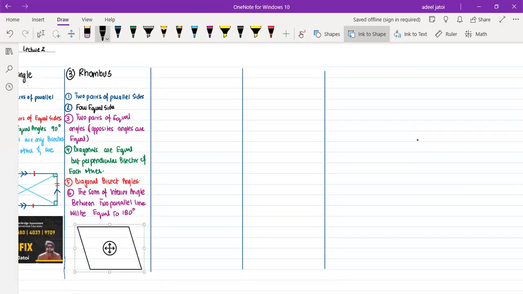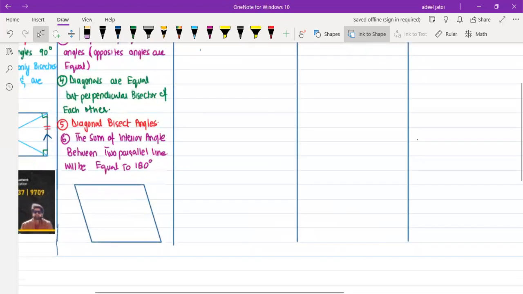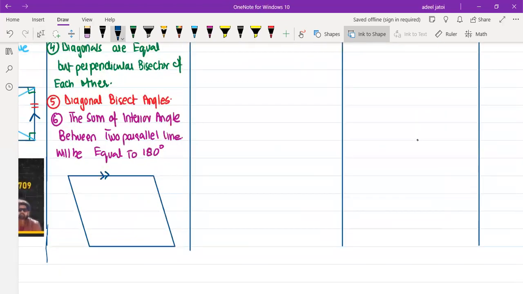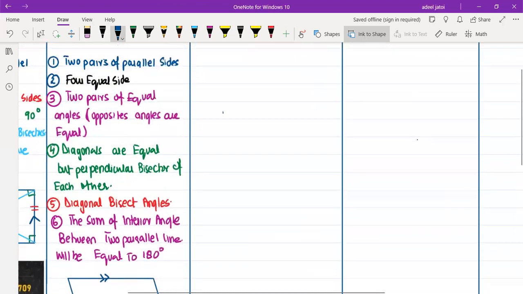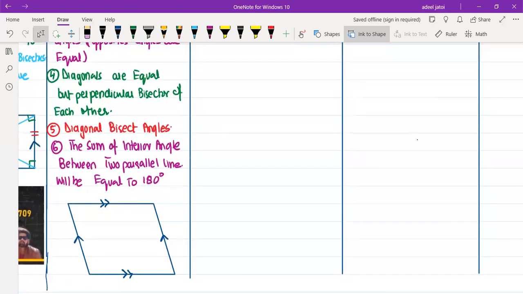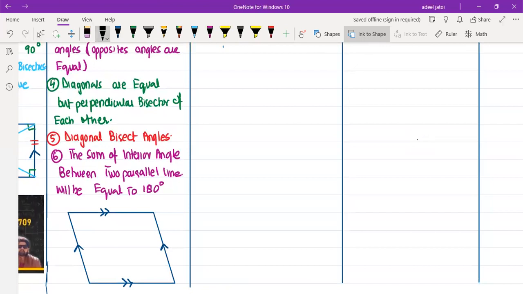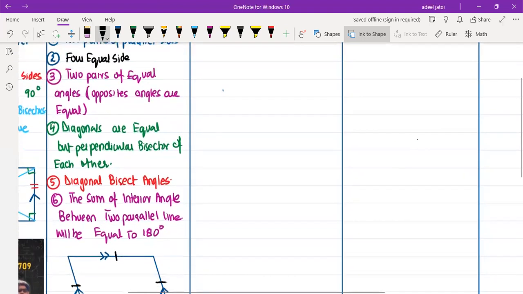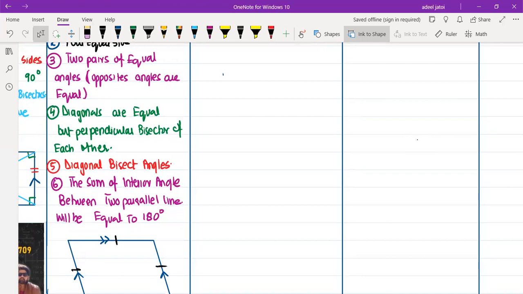Okay, so let's say we have rhombus. The first thing first, two pairs of parallel line. These two lines are parallel, whereas these two lines are parallel to each other. The second thing, four equal sides. That means all the sides are equal in length. The third thing, two pair of equal angles. Two pair opposite angles are equal.